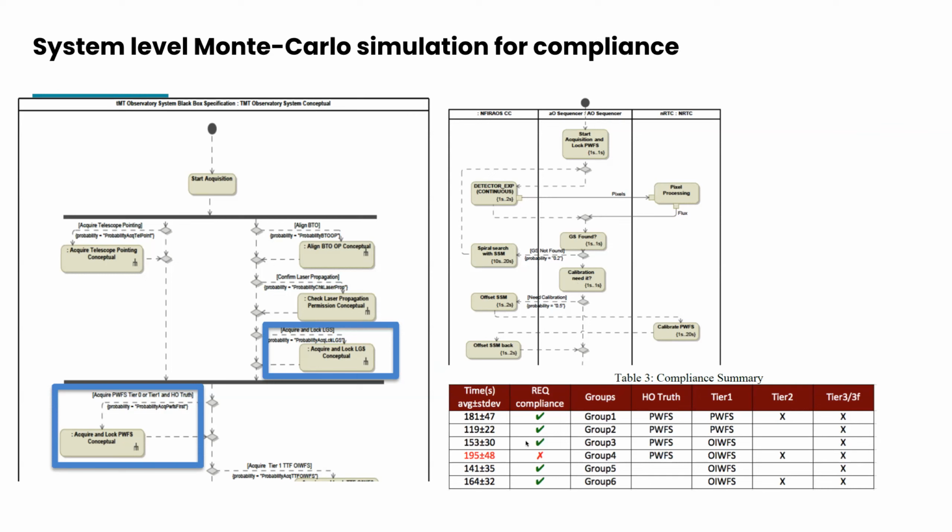So on the table on the right-hand side, you see a compliance summary. We have different time results for each group of simulation or for each configuration, and we're able to see if we satisfy a certain requirement or not. For example, the red indicates that that particular requirement has failed to be satisfied, but the rest of them seem to be a pass status.